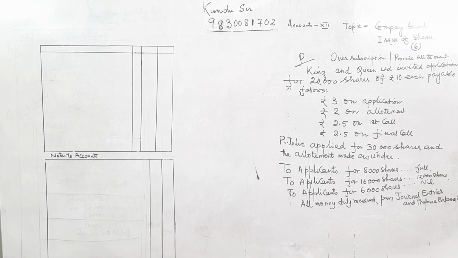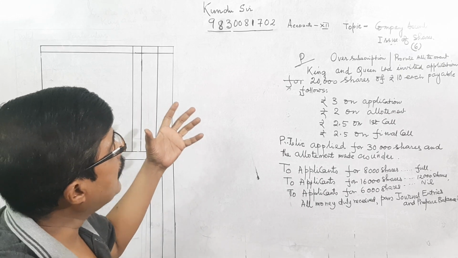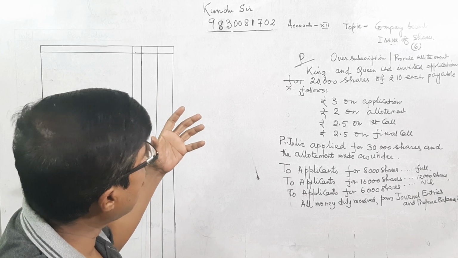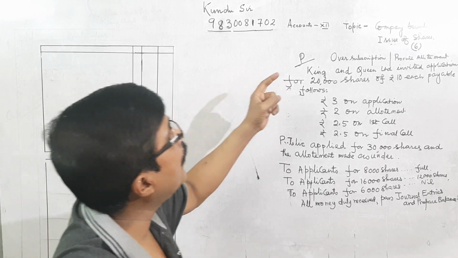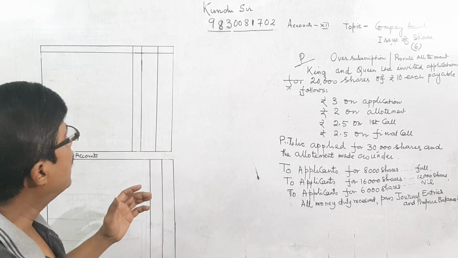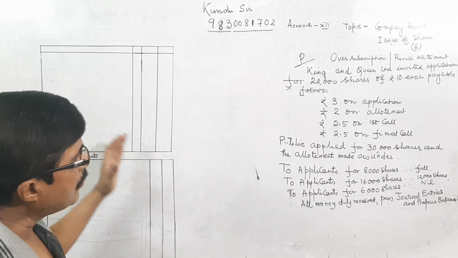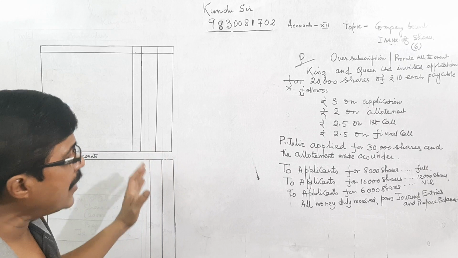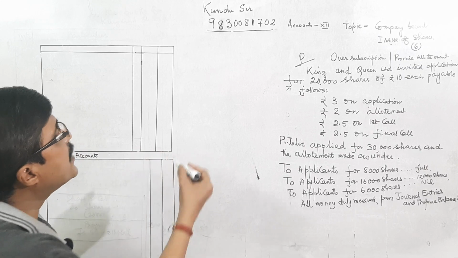Dear student, in the last class we passed the journal entries related to the problem of oversubscription of King and Queen Limited. All journal entries we have passed in the journal book. Now we are doing the balance sheet.